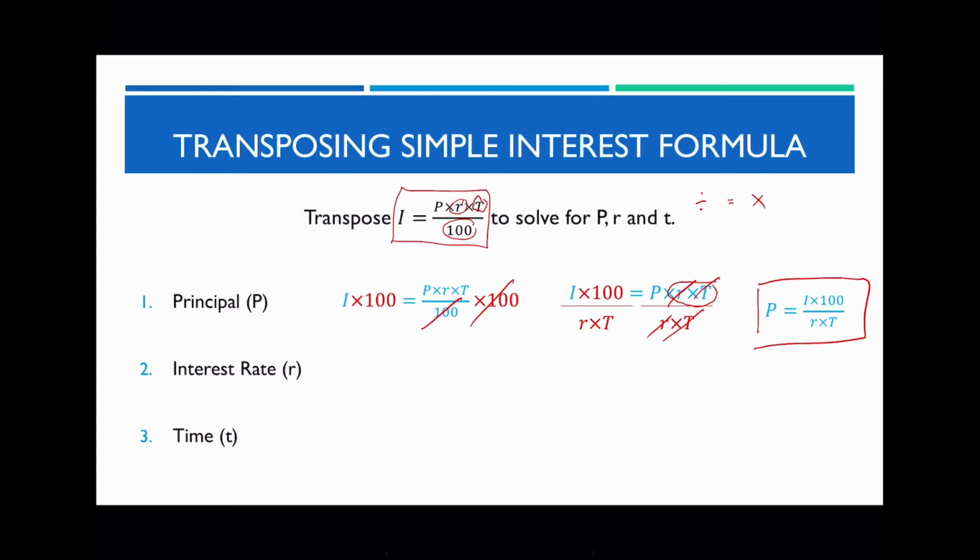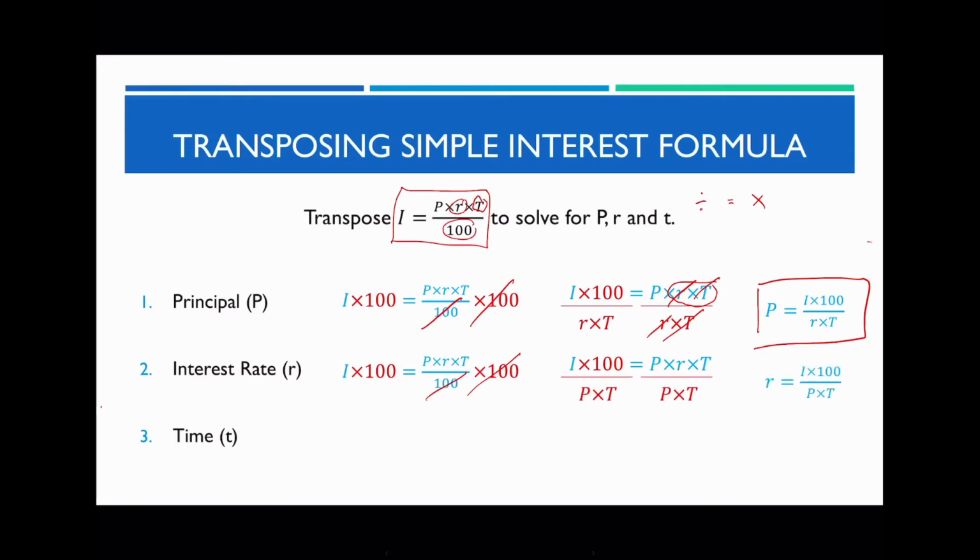Well, we're going to do the exact same thing. We're trying to solve for R, so let's get rid of the 100 first. If I do this exact same thing, the 100 gets rid of the denominator over here. So now I'm left with I times 100 equals P times R times T. I want to solve for R, so I need to get rid of P and T. Because they're being multiplied, I need to divide, use the opposite symbol.